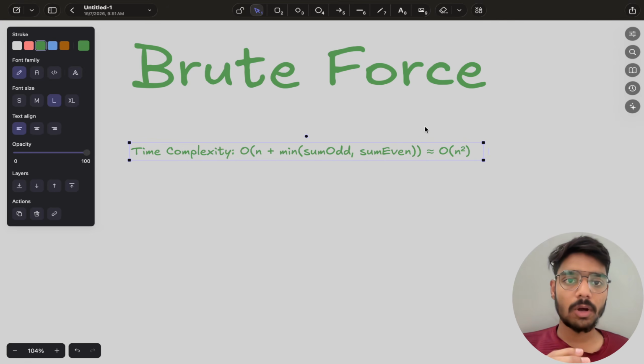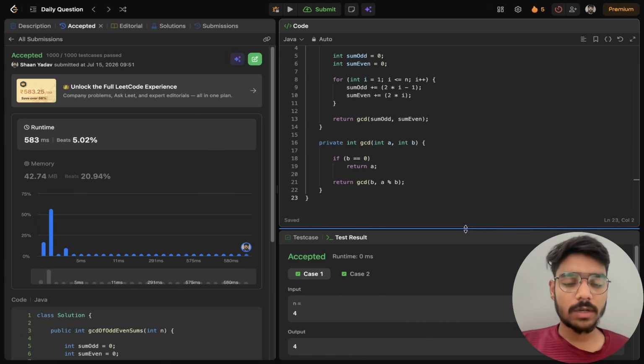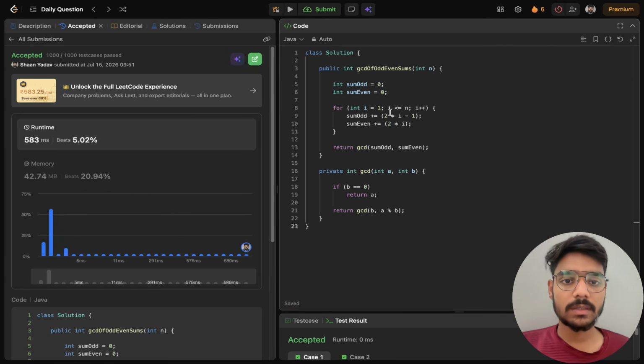Now let us come to the optimized approach, which is the Euclidean algorithm. I have written the optimized approach here, to calculate the sum of odd and even numbers. Now we call a method for the sum of odd numbers and the sum of even numbers. We call the smaller number, and we call the bigger number modulo b, to calculate the modulo of it. So this is the Euclidean algorithm. Let me run it. It is passing all the test cases.